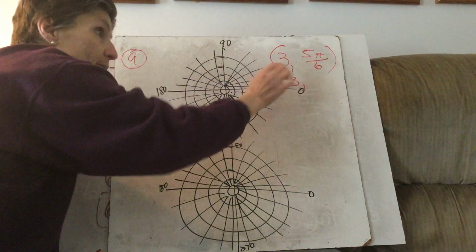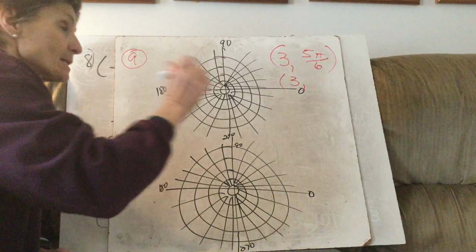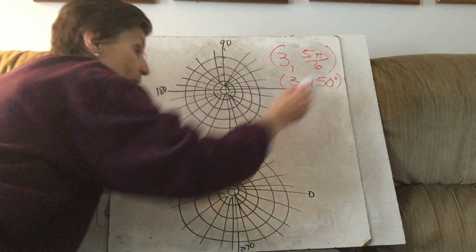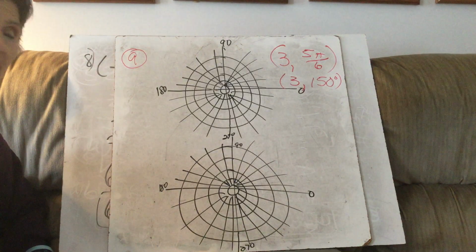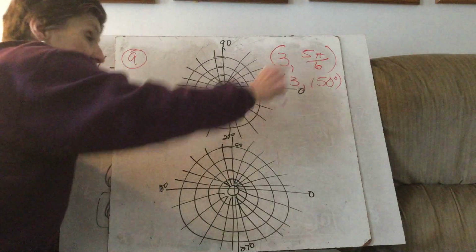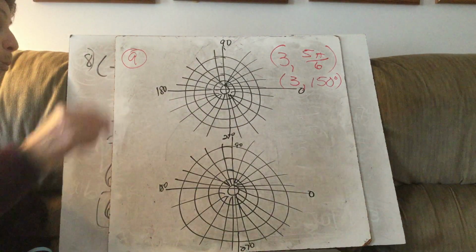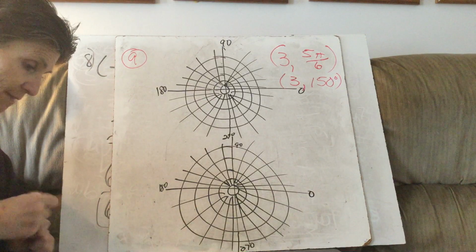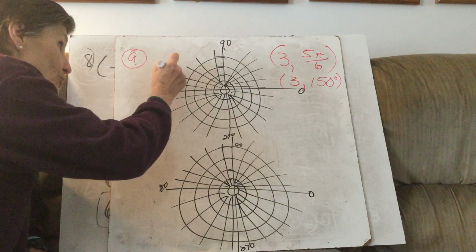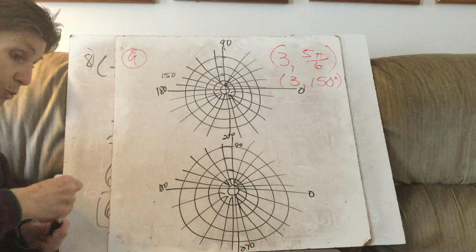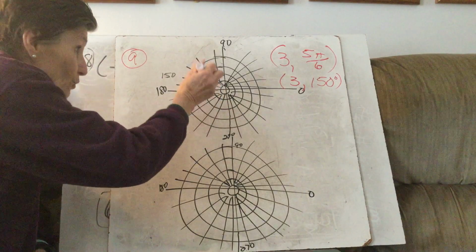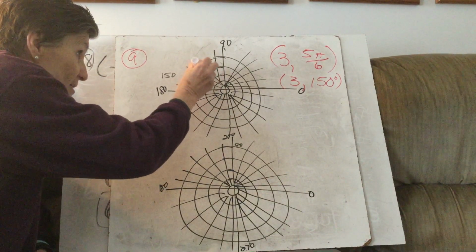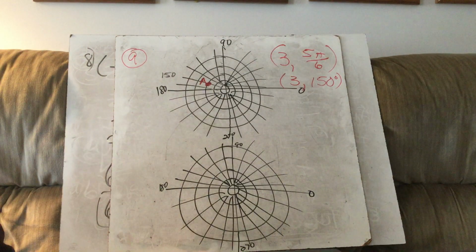Pi is 180, divided by 6 is 30, times 5 is 150. If you can't do that in your head, then type it in on the calculator: 180 divided by 6 times 5. Now, you have a 150 line actually marked on your paper. So we're simply going to put that point on that 150 line, on the 3rd circle out. So that is point A right there.